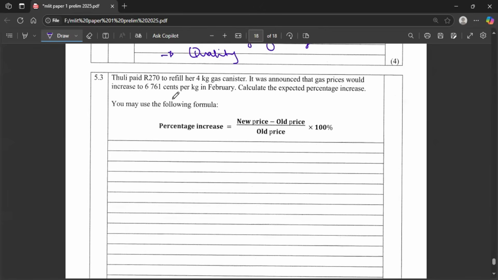Okay, 5.3. Truly paid 270 to refill her 4 kg gas. It was announced that the gas prices would increase to 6,761 cents per kg in February. Calculate the expected percentage increase. New price, old price, and all that. So it is 270 divided by 4. Let's start from there. 270 divided by 4, I'm getting 67.5.